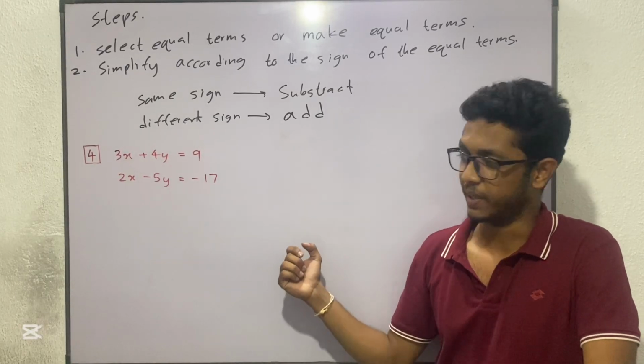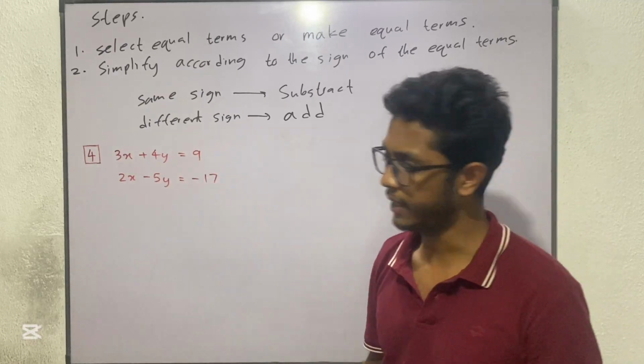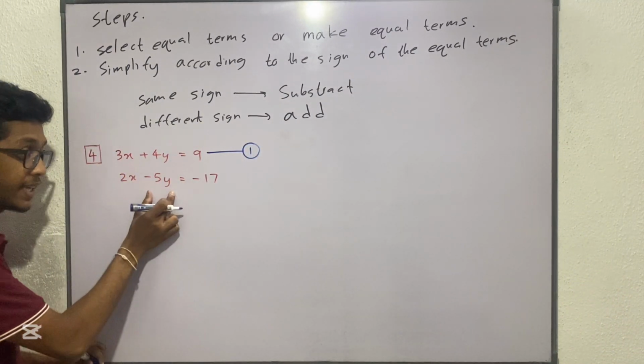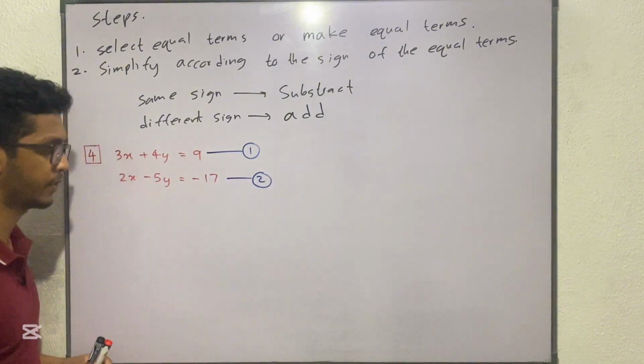My last example. 3x plus 4y equals 9. That's my first equation. 2x minus 5y equals minus 17. That is my second equation.